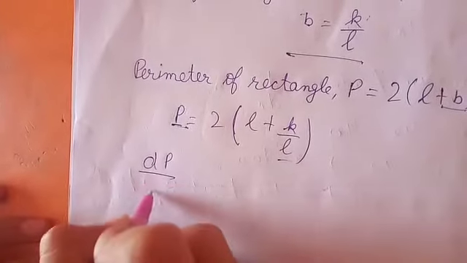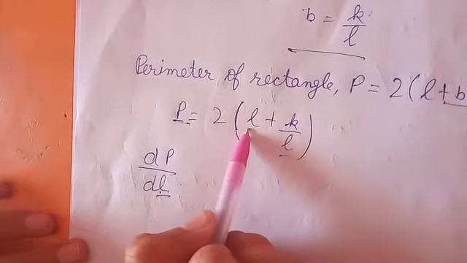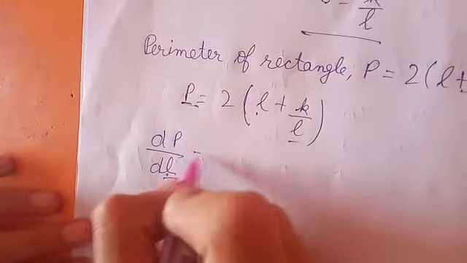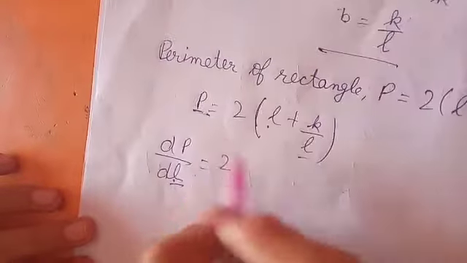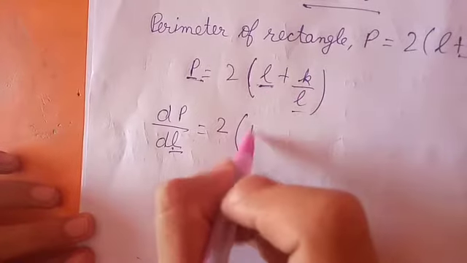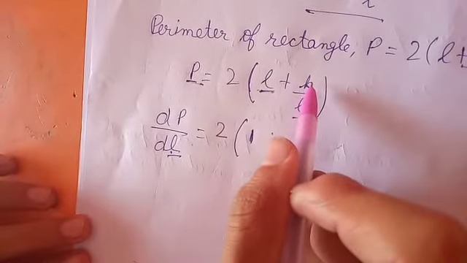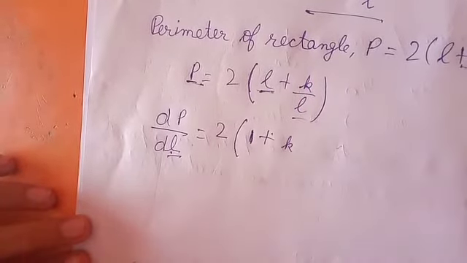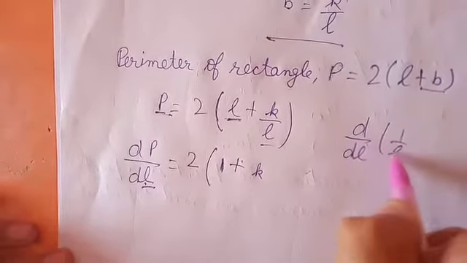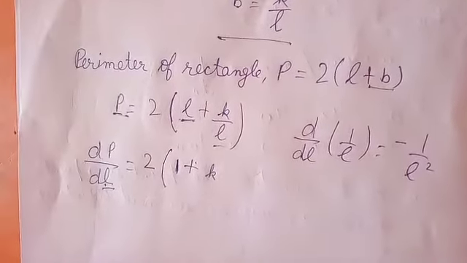So dP by dL, why dL? Because we have our variable L and we are differentiating with respect to it. So dP by dL will be equal to 2 as it is, differentiation of L will be 1, and here our K will be as it is, and d by dL of 1 by L is equal to minus 1 by L square.